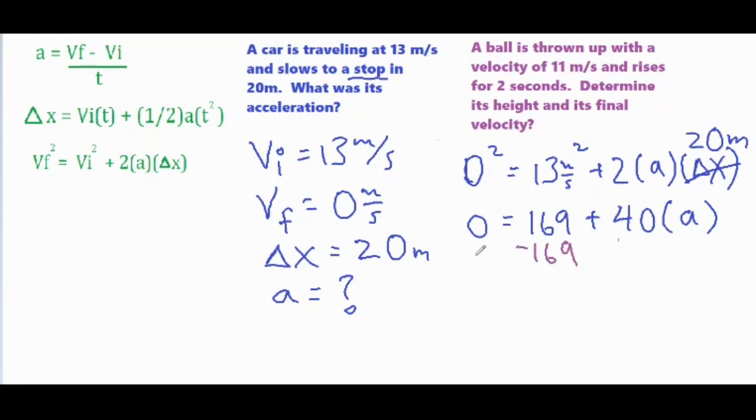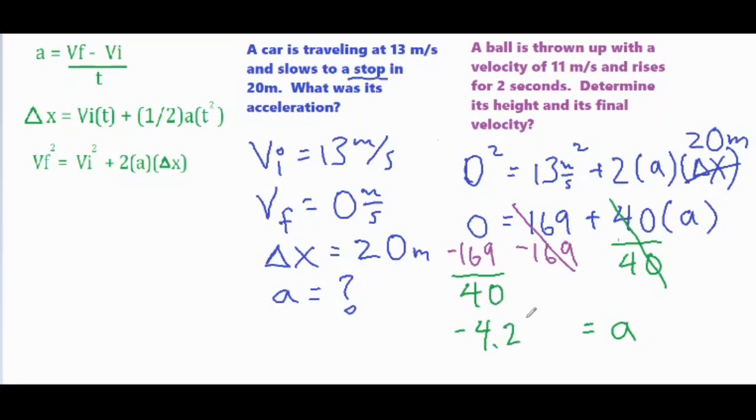So subtract 169 from both sides, and that leaves us with negative 169 equals 40 times a. And then we can go ahead and divide both sides by 40 so that the a is all by itself. And then we have a equal to negative 169 divided by 40, which is negative 4.225. So I'm going to round it to negative 4.23 meters per second squared.